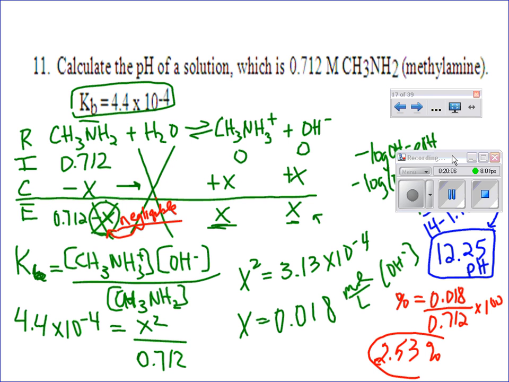Okay, is that less than 5? Yeah, so we're good. We don't have to re-include the x. A lot of times they'll just ask you for a separate percent dissociation calculation. And sometimes they'll say justify the drop. All right, das ist alles.